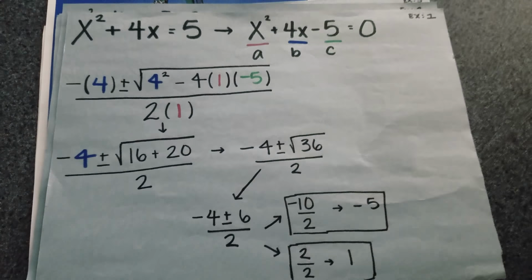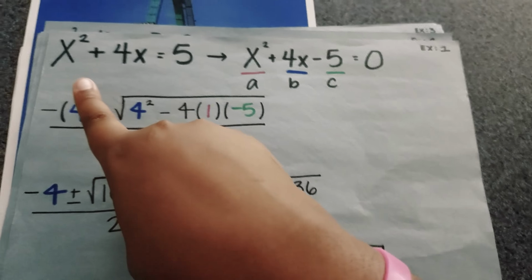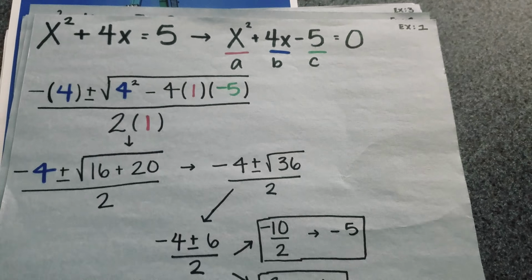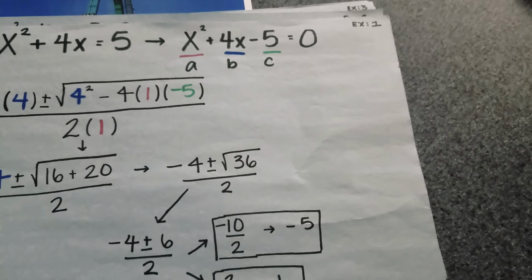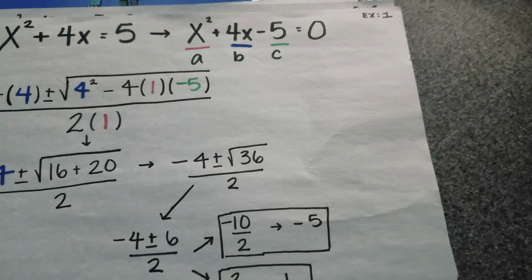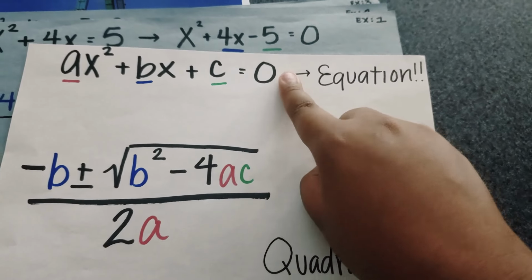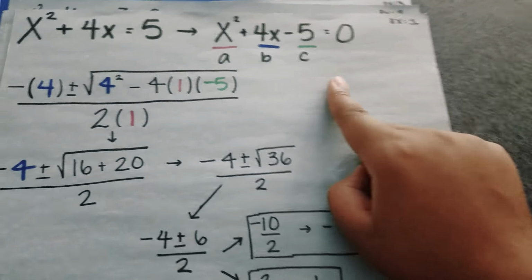Our first example is as follows. We had the equation x squared plus 4x equals 5, but we had to put it into the quadratic equation format that is right here. It has to equal 0. So we just moved 5 over and subtracted 5 on both sides.